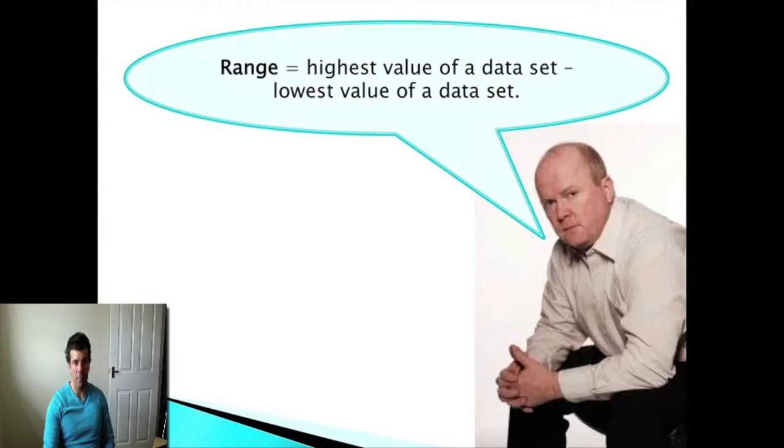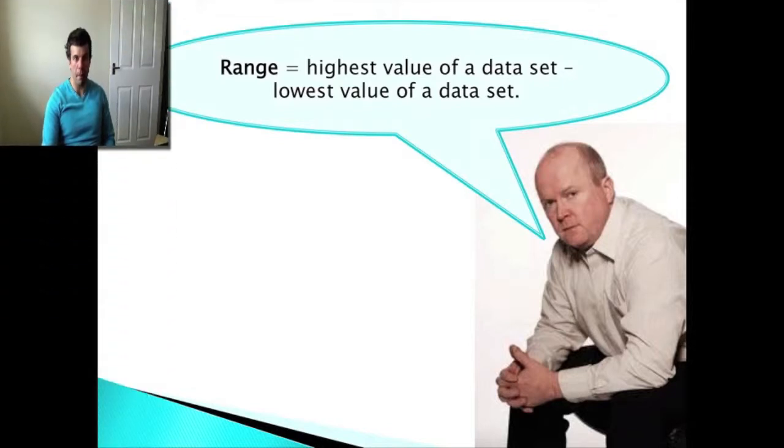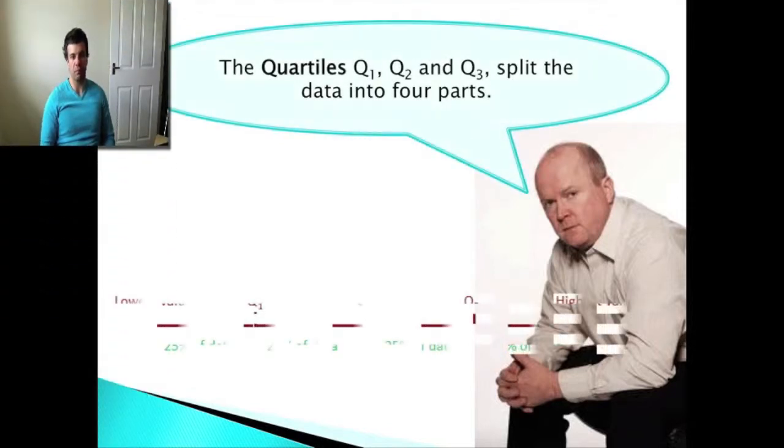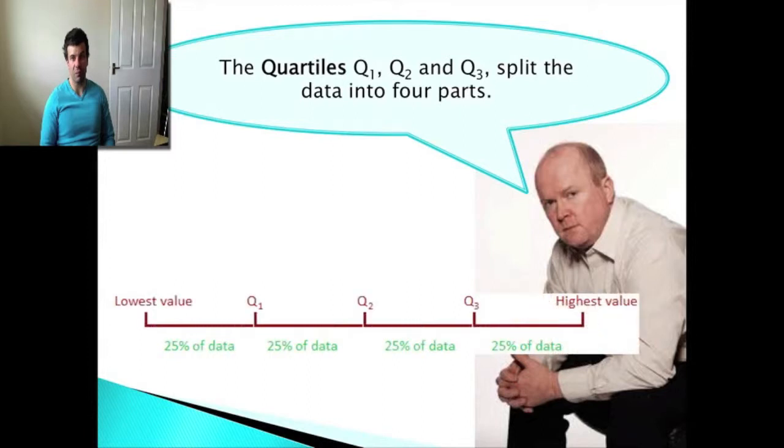The range equals the highest value of a data set, take away the lowest value of a data set. So if you have a data set, all you do to work out the range is have the biggest take away the smallest. The quartiles Q1, Q2 and Q3 split the data into 4 parts.